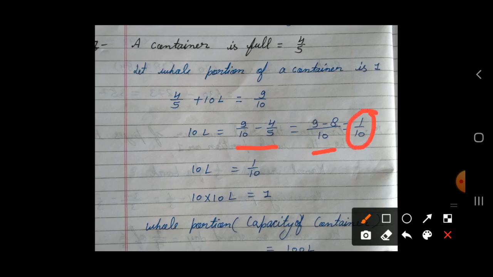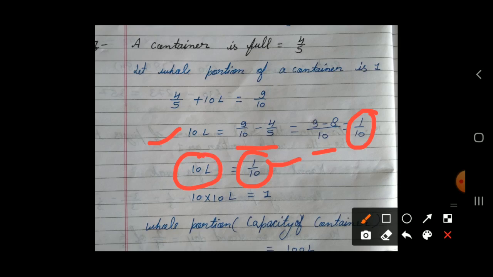This is the fractional form for the poured milk, and that was 10 liters. Yes, 10 liters is equal to 1/10. With the help of this we can find out the whole portion. We know, students, the whole portion here is 1. That's why we will take this 1 on one side, and 1/10 on the other.